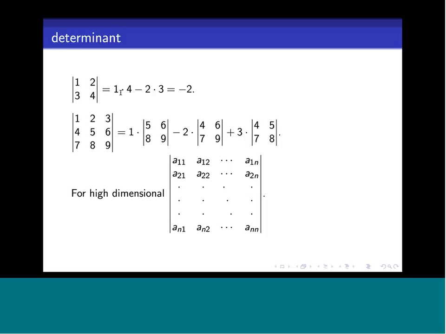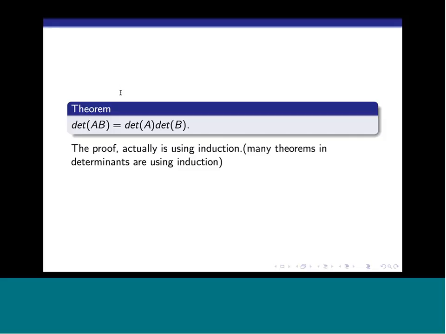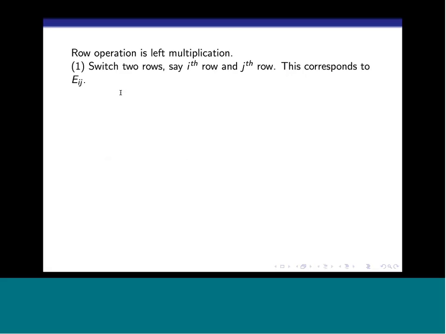Then I already talked about last time the 3 basic row operations. The theorem before that is easily proved by induction. We're not going to prove it here. Just remember that determinant of A times B equals determinant of A times determinant of B. It's very tedious in the program. The row operation is essentially left multiplication.